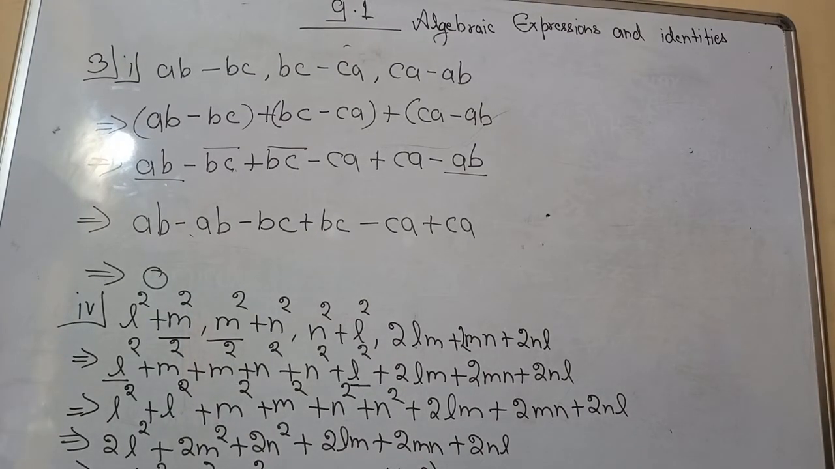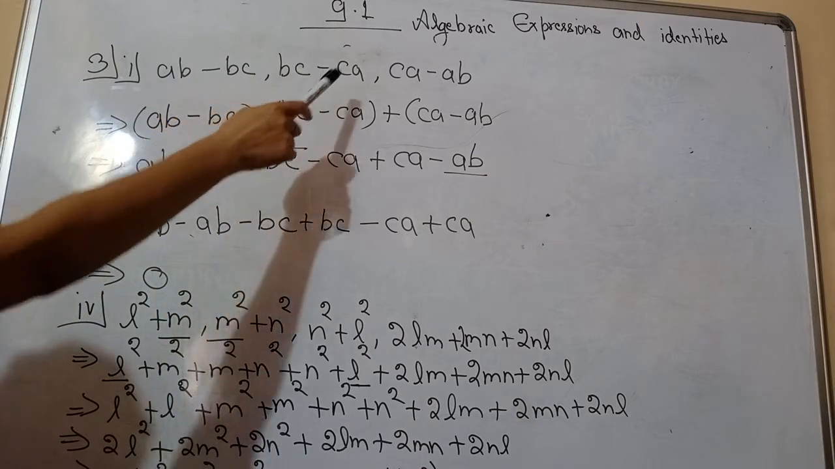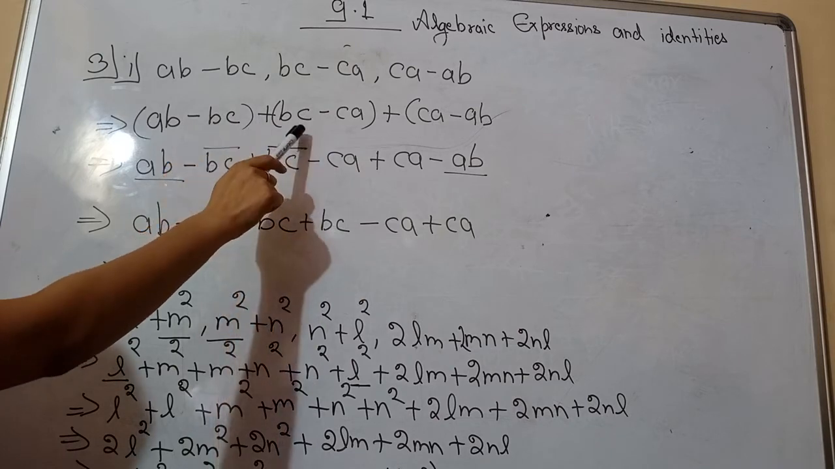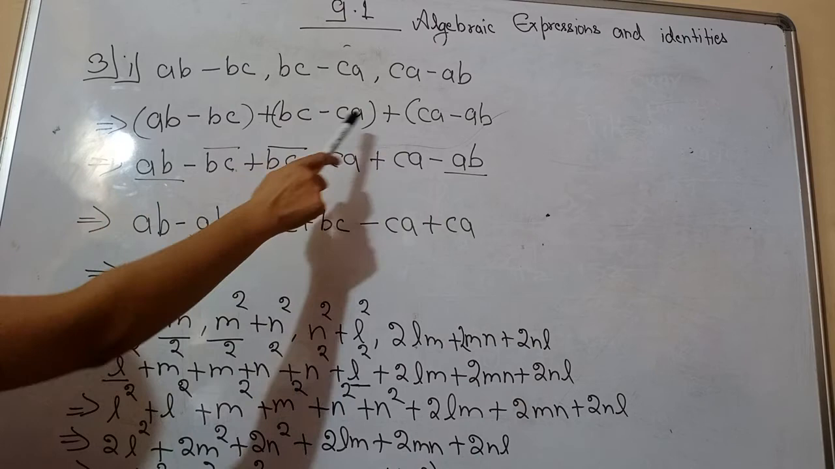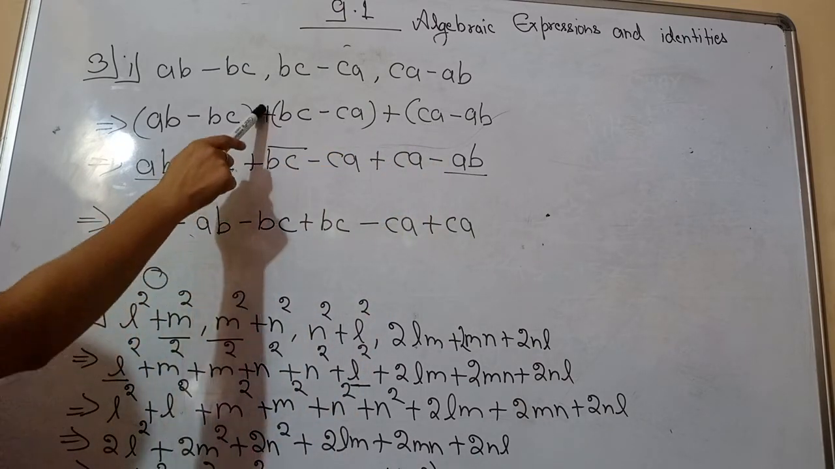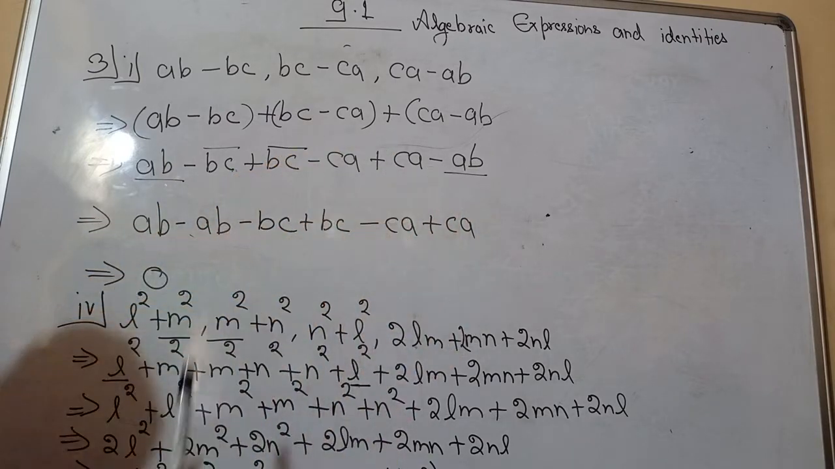Now the rule for addition is just add all the like terms together. In addition, while adding the terms, the sign will remain as it is. See what is our term? AB minus BC, first term, I have put it in bracket. BC minus CA, second term, we have to add all the terms, so I have placed a plus sign in between the two terms. CA minus AB is the third term, again I have placed a plus sign because we have to add all the three terms. Now remove the brackets: AB minus BC plus BC minus CA plus CA minus AB. The sign will remain as it is.